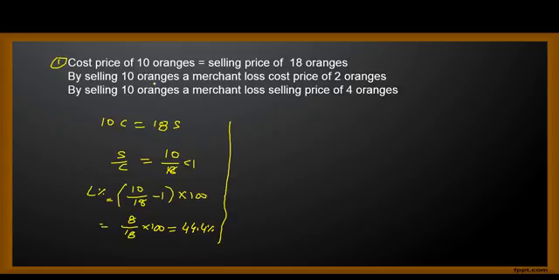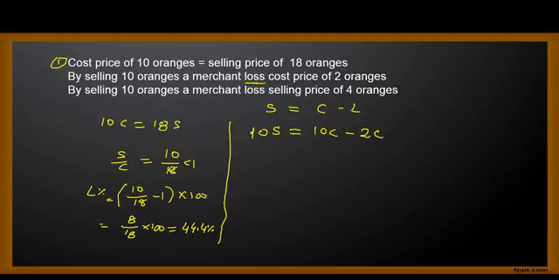By selling 10 oranges, a merchant lost the cost price of 2 oranges. So by selling 10 oranges, 10s is equal to 10c minus the loss. The loss is how much? Cost price of 2 oranges. So minus 2 oranges cost price, because selling price is equivalent to cost price minus loss.